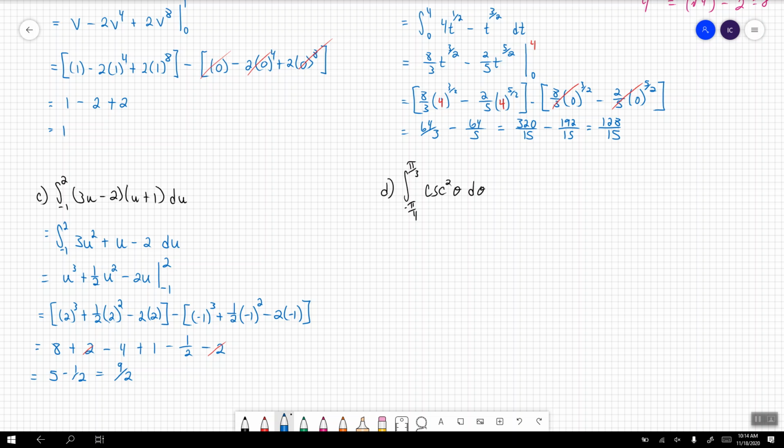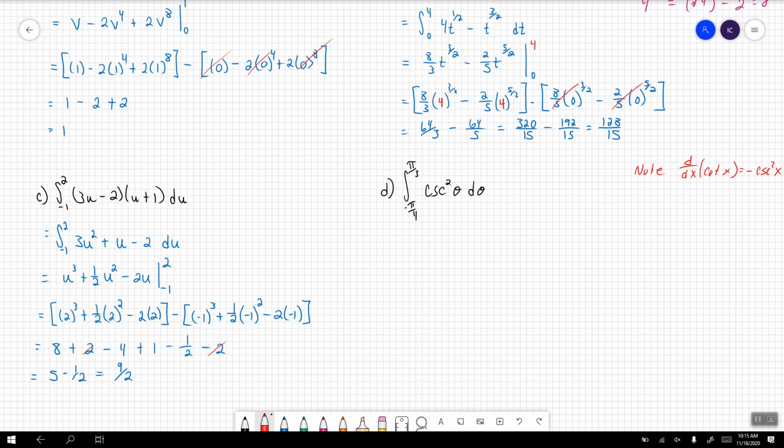All right, so I'm going to write that on the right-hand side. I'm going to say note the derivative of cotangent of x is negative cosecant squared of x.